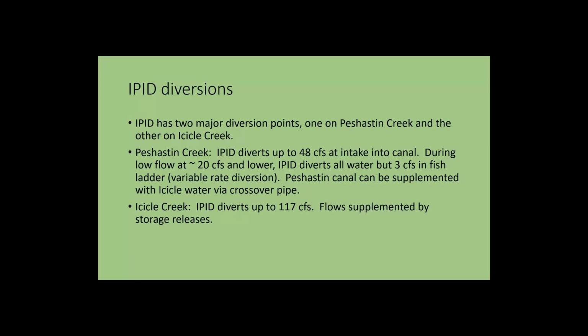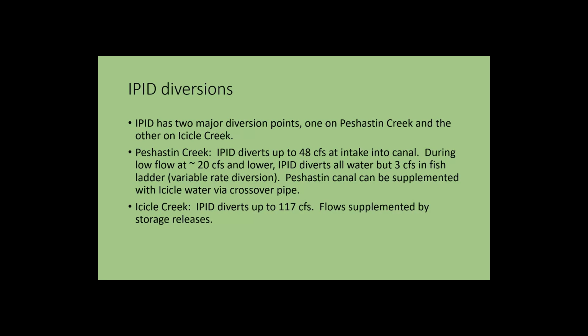And the irrigation district will divert all of that except for 3 CFS that they reserve for the fish ladder that we actually built with them years ago. So that's just another example of what we call the variable rate diversion, where you have a water right that exceeds, during some times of the irrigation season, the amount of flow that's actually in the creek. These systems are tied together, and the Peshastin Canal can actually be supplemented with Icicle water by way of a crossover pipe.